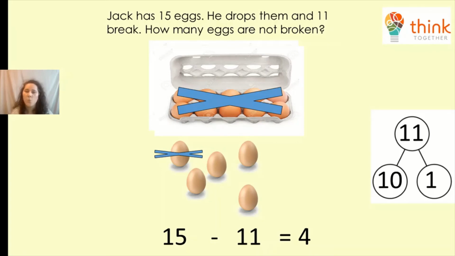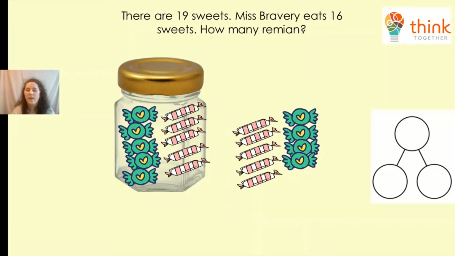Are you ready to do this one last time? Okay, there are 19 sweets. Miss Bravery eats 16 sweets. How many remain? Oh my goodness, Miss Bravery must have been feeling really, really hungry today. She's eaten 16 sweets. Now, what is the first thing we're going to need to do? Well done. The first thing we need to do is write that into a number sentence to help us.